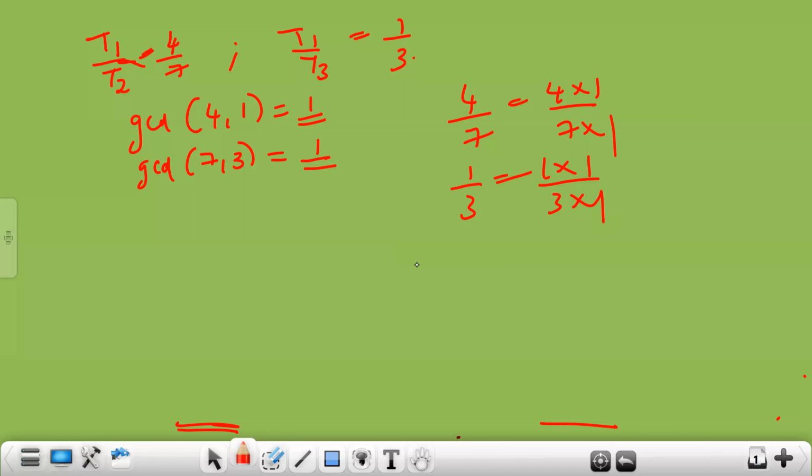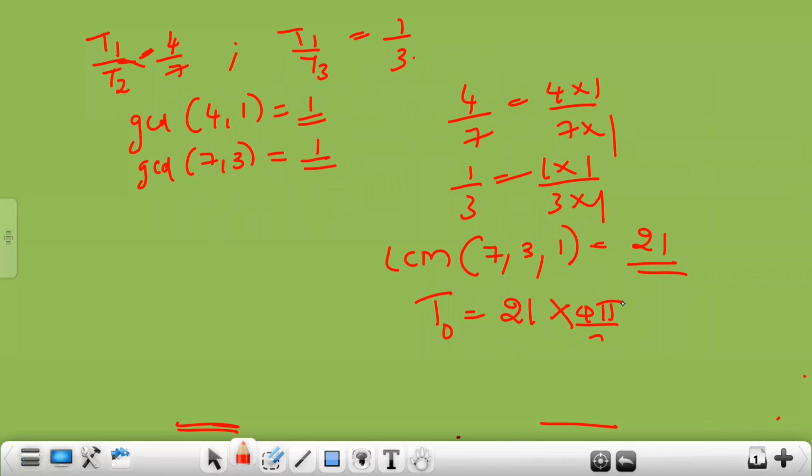If you take the LCM of the denominators, what terms do you have to take? You have to take 7, you have to take 3, you have to take 1. 1 has no effect on the LCM, so the answer will be 21. The final answer for T0 will be that LCM multiplied by the reference time period. What was the reference time period of y1? It was 4 pi by 7, if I am not wrong. Yes, sir. So 21 times 4 pi by 7, the answer is 12 pi.